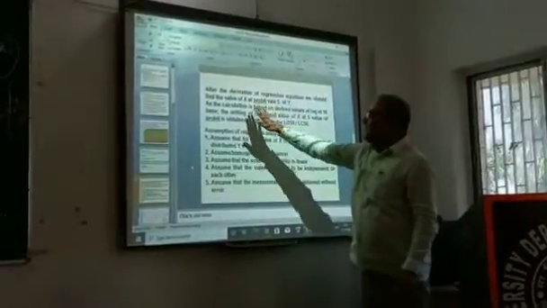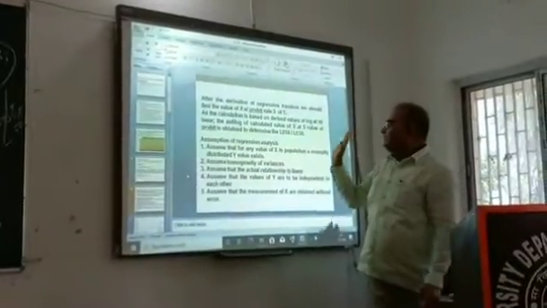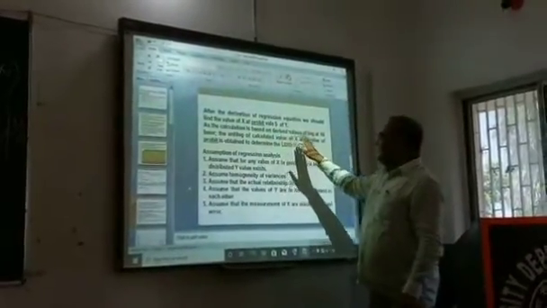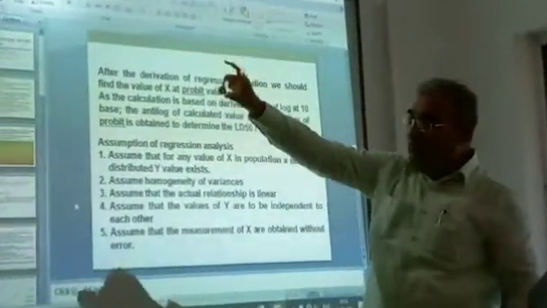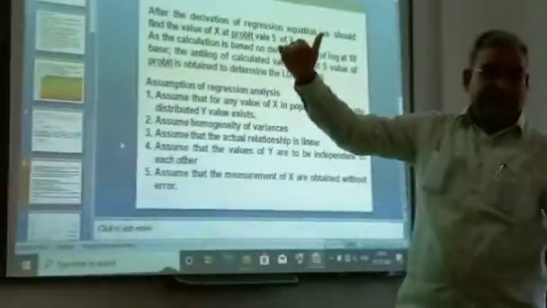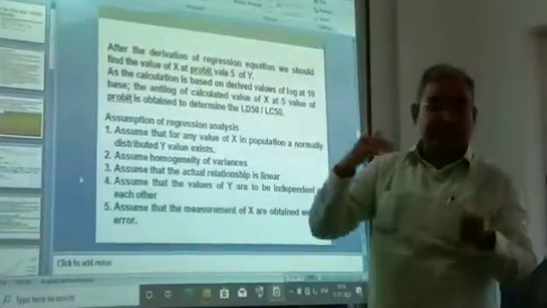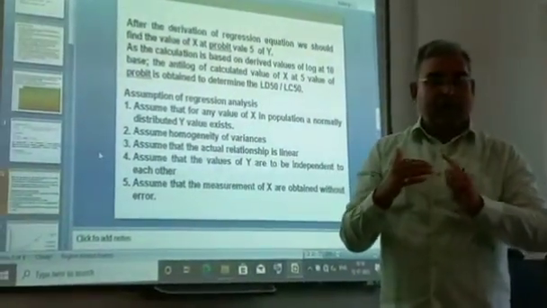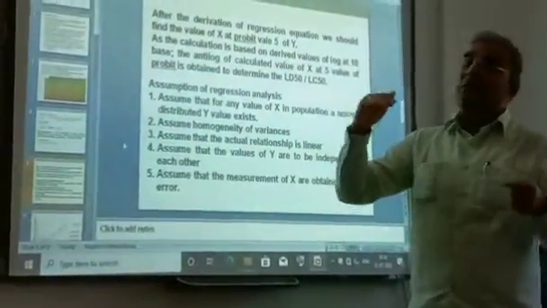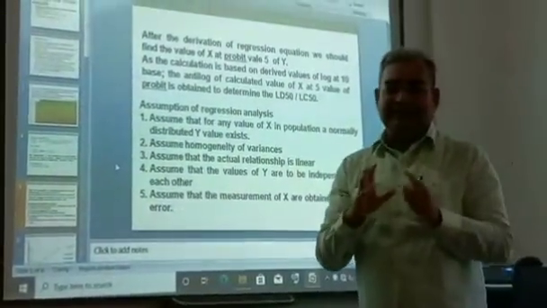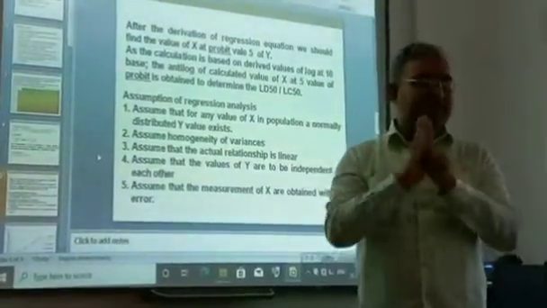We should find the value of x at probit value 5. Okay? As the calculation is based on the derived value of log to base 10, because we calculate up to the LD50 in the form of log, वहाँ पे जो भी हम x प्राप्त कर रहे हैं वो लॉग के फॉर्म में प्राप्त कर रहे हैं. और मेरा कंसंट्रेशन लॉग के फॉर्म में नहीं है, जो एक्चुअल हम लिए हैं. तो you are free to represent the graph in the form of log, in the form of probit. probit के फॉर्म में आप ग्राफ रिप्रेजेंट कर सकते हो, तो कोई आपत्ति नहीं.